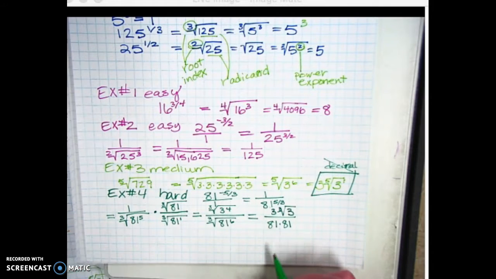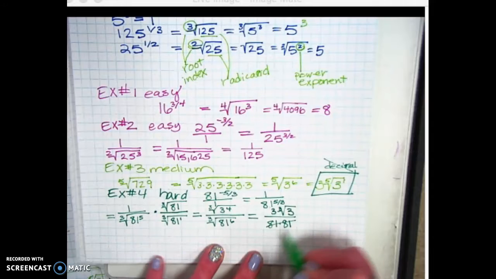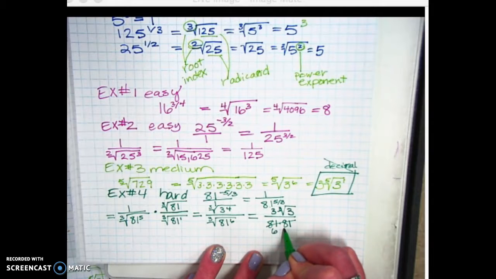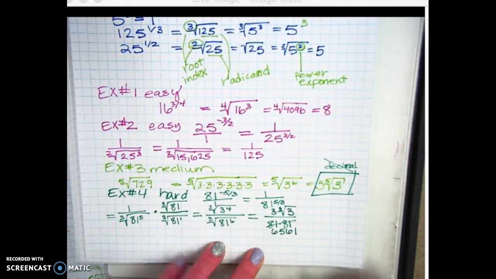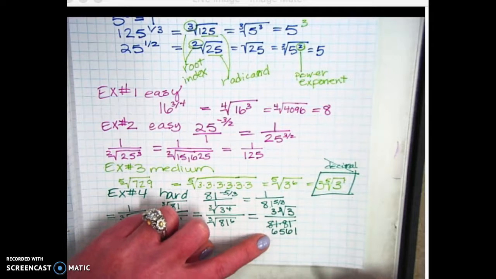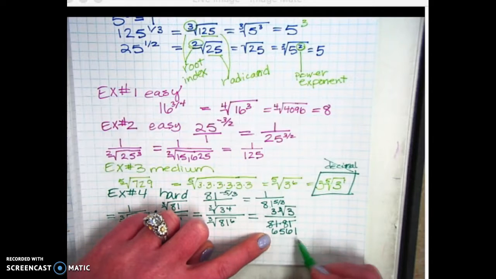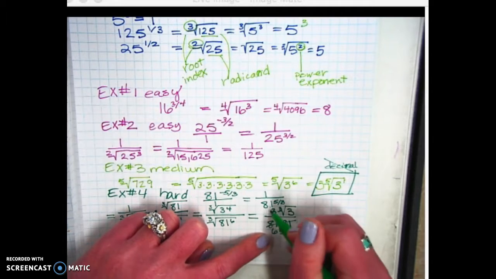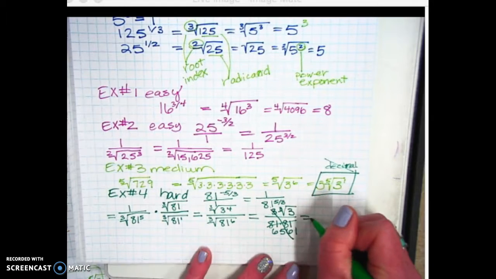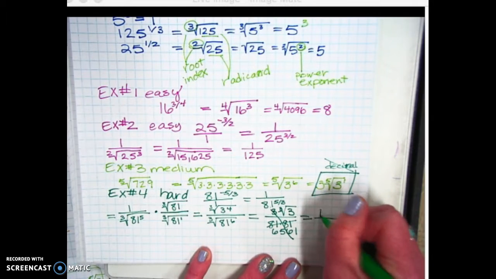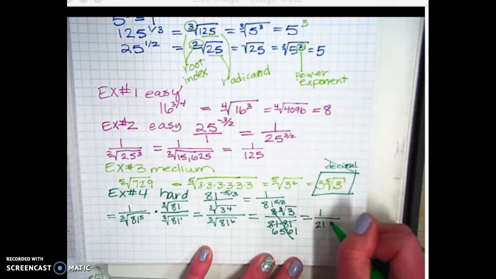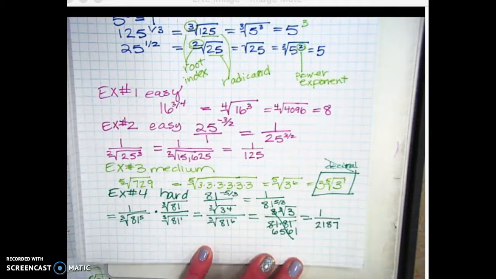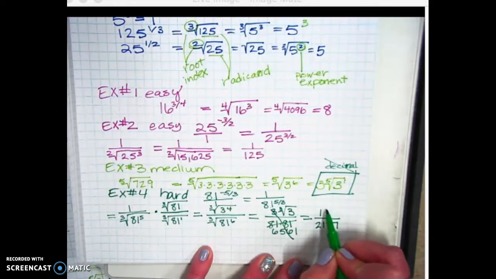If I multiply 81 times 81 with my calculator, I get 6,561. Is it likely that I can reduce the 3 and the 6,561? Oh, yeah. Yeah, because if you add all these numbers together, they're divisible by 3. So that reduces to 1 over 2,187. And then we have just that 3rd root of 3 left.